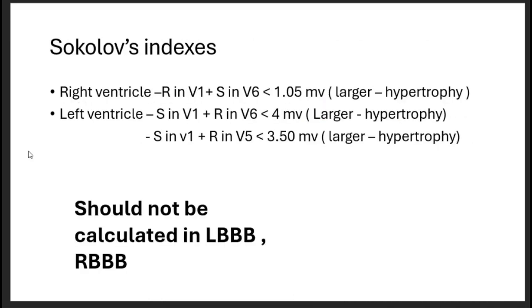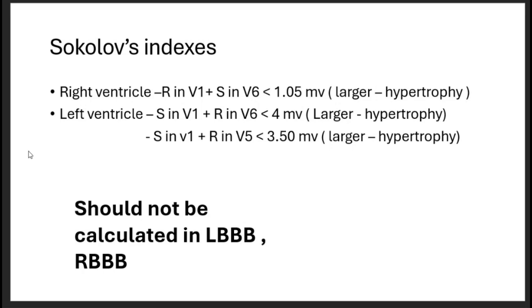And then the next thing that you need to know for the QRS is the Sokolov's index, which is for the right ventricle: you calculate the amplitude of R in V1 and S in V6. And if it's less than 1.05, then it's normal. If it's larger, then it's hypertrophy. And for the left ventricle, S in V1 and R in V6, or S in V1 and R in V5, and it should be less than 4 millivolts or 3.5 millivolts respectively. And if it's larger, then it's hypertrophy.